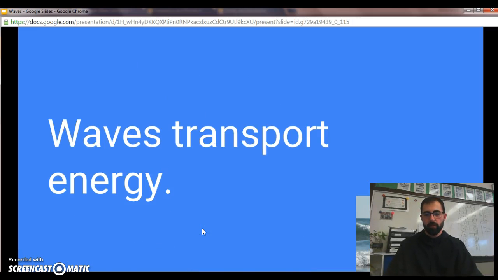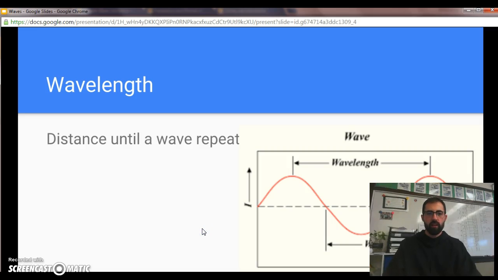The important thing to remember is simply that waves transport energy. That is what waves are, whether they're mechanical or electromagnetic. They accomplish the same primary function. Remember, wavelength is the distance until a wave repeats. It's really important and useful when calculating different aspects of a wave.